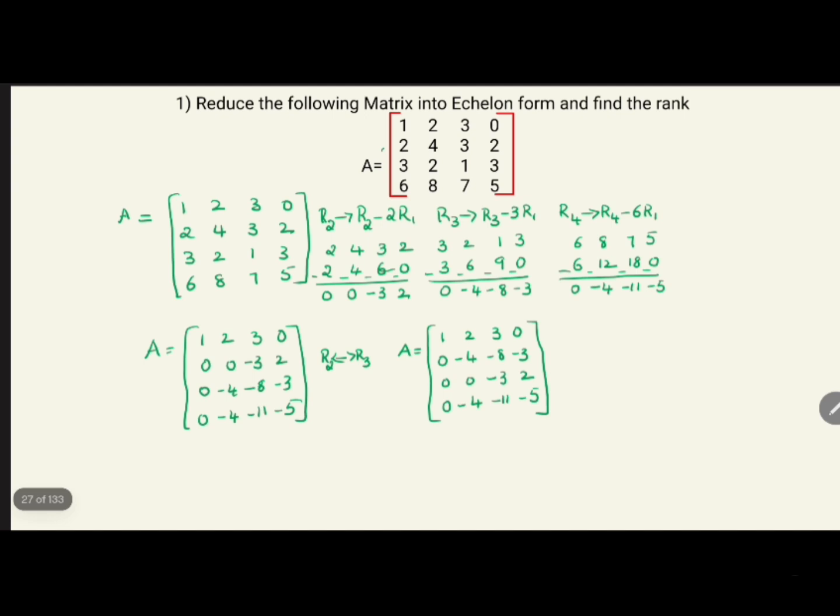Okay, so what will be the operation now? Here R4 implies R4 minus R2. So what is R4? 0, minus 4, minus 11, minus 5. And what is R2 here? 0, minus 4, minus 8 and minus 3. And I will subtract these two elements, minus minus minus minus. 0, minus 4 plus 4 is 0, minus 11 plus 8 is minus 3. Okay, and minus 5 plus minus 3 here, minus 5 plus 3 is minus 2.